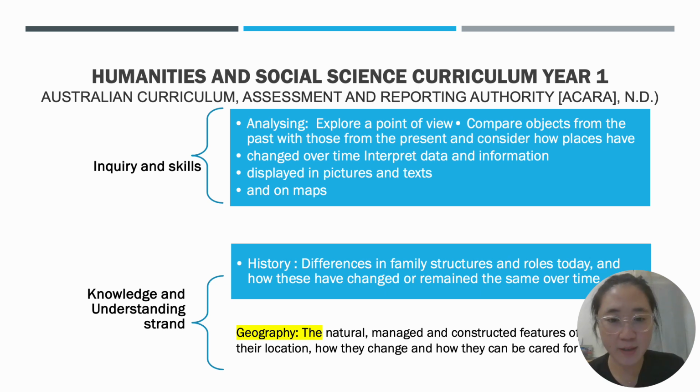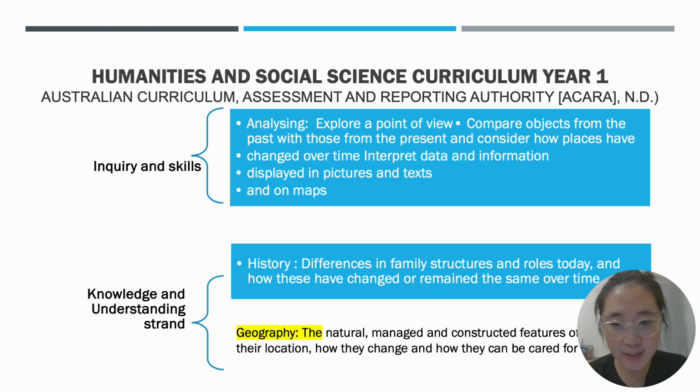History is about differences in family structures and roles today and how these have changed and remained the same over time. If you have a look at the Australian curriculum, in year level 1 children will be asked to learn about history, especially family. I'm going to compare and contrast the olden family structure of Aboriginal people and the current Aboriginal and Indigenous family structure.